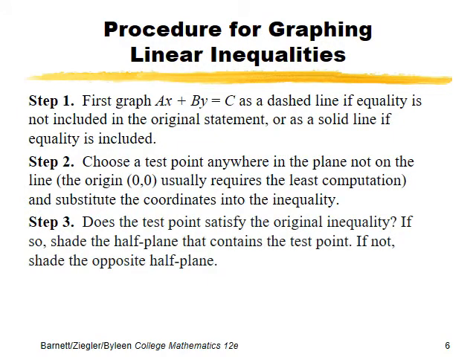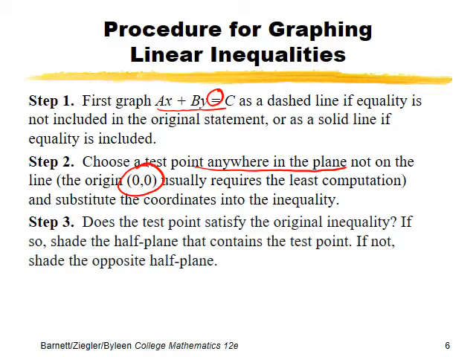So there are three simple steps to graph the linear inequalities. The very first step, as I mentioned earlier in the previous slide, is to write the inequality in equality form. We put an equal sign instead of less than or greater than. Then we choose a test point anywhere in the plane, not on the line. Normally we choose 0, 0 because it is easy to calculate. You can choose any point anywhere in the plane, but we prefer 0, 0 because it gives us less computational work. Does the test point satisfy the original inequality? If so, shade the half plane that contains the test point.